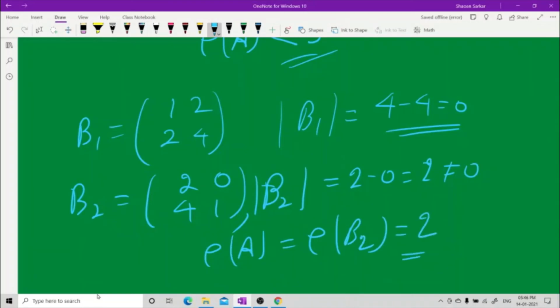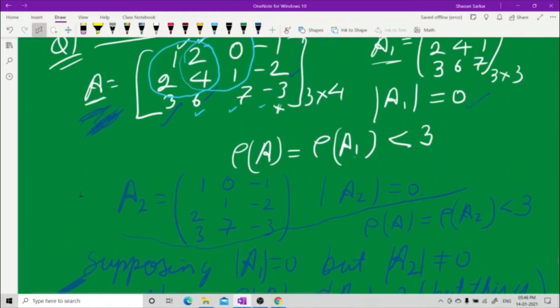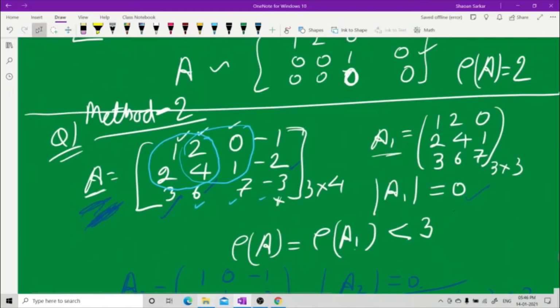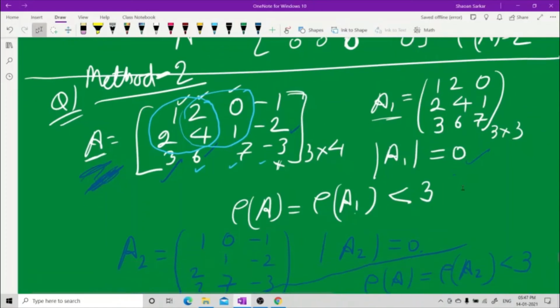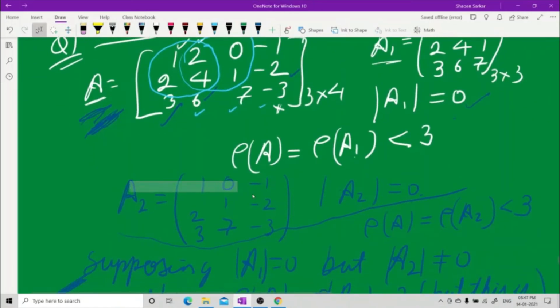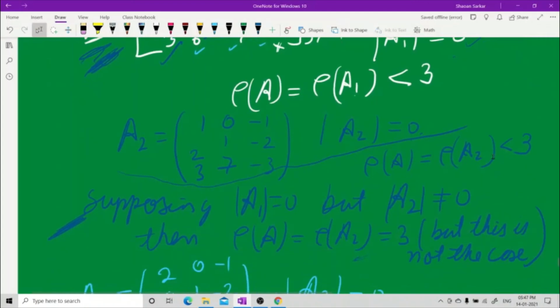So that means I have to take the determinant for every step. For a 3 cross 3, I'm just showing you this. See, for a 3 cross 3 method too, I had taken this matrix, and then I found the determinant. This was 0. Now in this I took this matrix and I got this determinant 0. So the rank of A is also not 3.